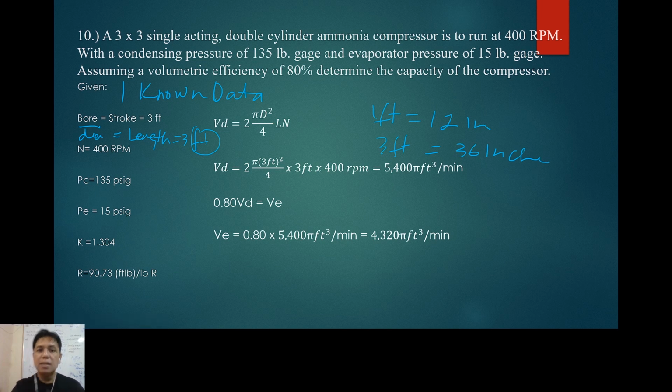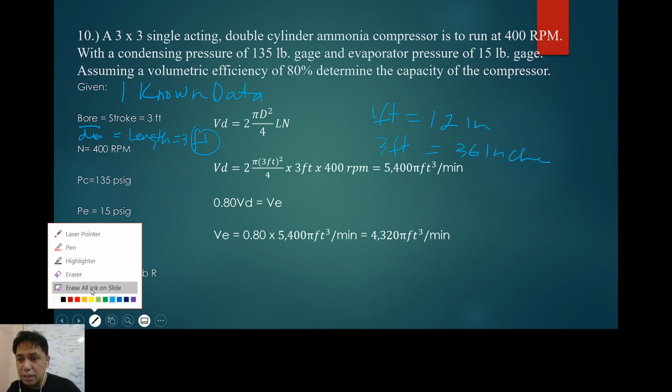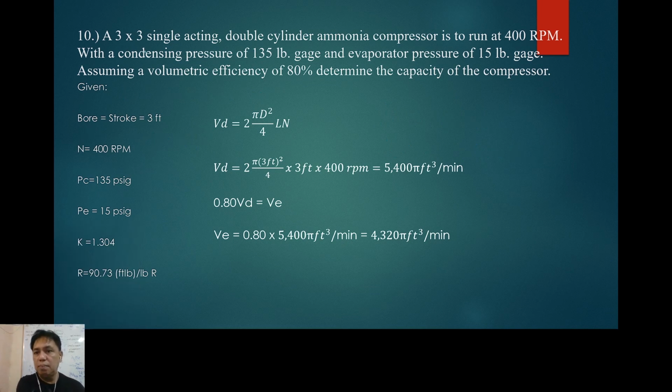Very, very big. Anyway, we'll just argue on the dimension later. I would rather place this as 3 feet, because if you solve this as feet, we just put as foot. But in reality, it is a very big compressor, because 36 inches is very big, maybe a compressor in a ship or a very big factory. Anyway, the given is the same bore and stroke. So if this is 3 feet, this is 3 feet.